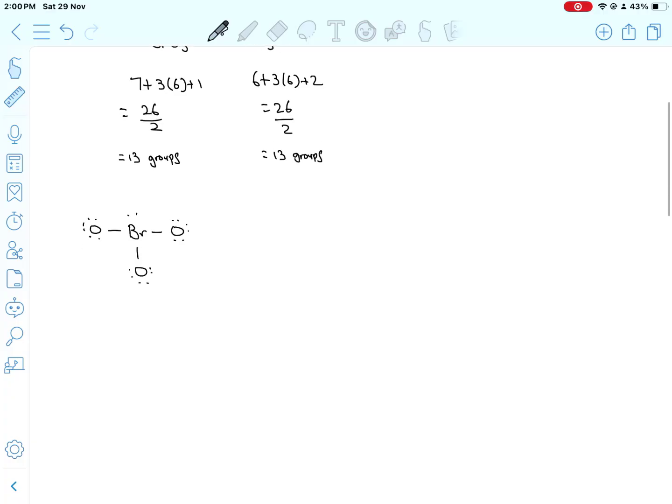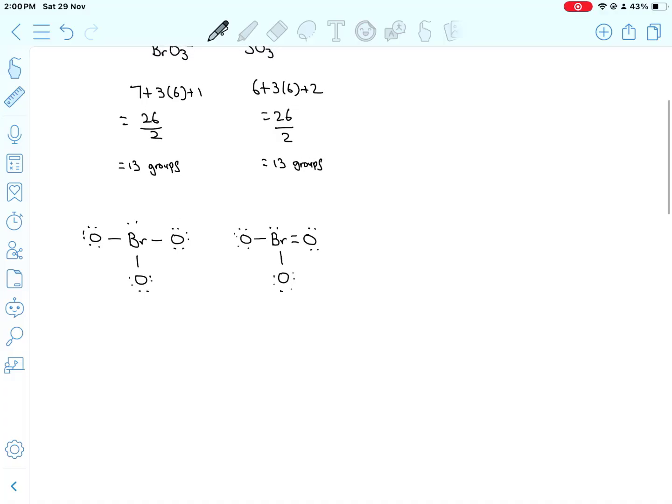After that, you fill up the octets of your peripheral oxygen before filling up the Br. Then you realize that oxygen can actually form double bonds. So you form double bonds with the Br, and then you get the resonance structures. In this case, there will be a total of 4 resonance structures.